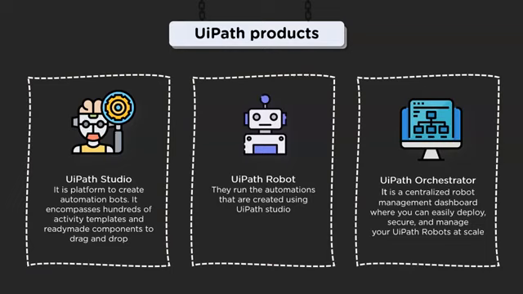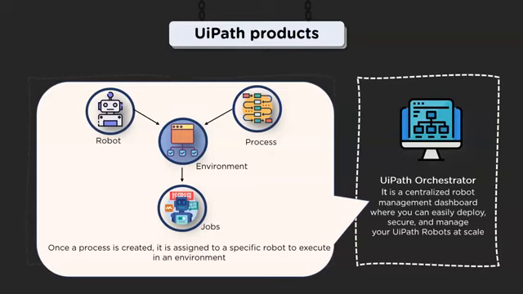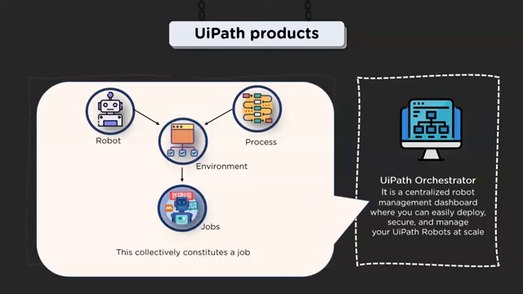Lastly, we have the UiPath Orchestrator. The orchestrator is like a centralized entity where you can deploy, secure, manage all your automation tasks. Here are the steps involved. First, you create a bot. Now you create a project and publish it as a process for further use. Once a process is created, it is assigned to a specific robot to execute in an environment. This collectively constitutes a job.